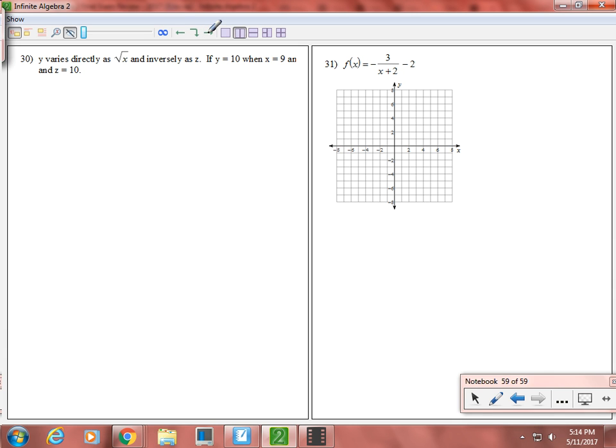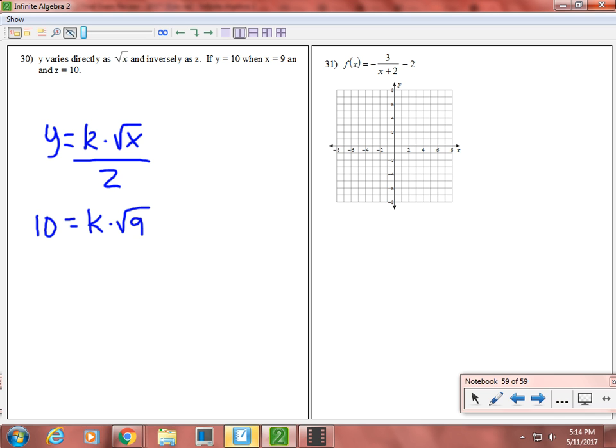Number 30, y varies directly. So y equals k times the square root of x, and inversely as z. So then it says when y is 10, I don't know my k value yet, the square root of 9 over 12. Because that's our z value. So the square root, I'm going to multiply this to the other side, and then the square root is 3. So my k value on this is 40.